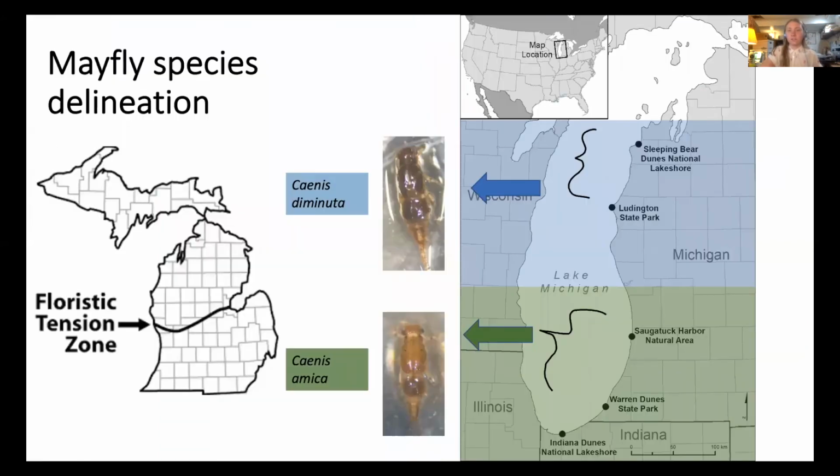Although this was unfortunate for the incorporation of a low disperser into a population genetics data set, we found this incredibly interesting as the species distribution seems to align with Michigan's floristic line of tension, where essentially the northern portion of Michigan is dominated by coniferous vegetation, while the lower half is mainly temperate deciduous. Based on this information, this leads us to believe that Caenis amica is restricted to our southern sites and Caenis diminuta is restricted to northern sites. But this data definitely warrants further investigation.